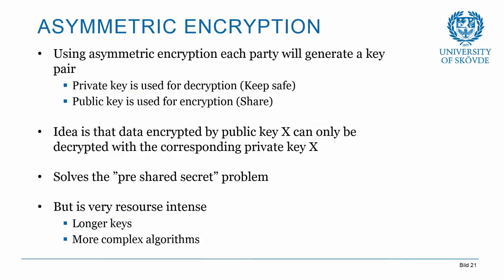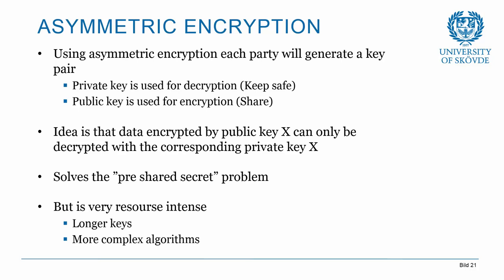So if we go into asymmetric encryption, each party will have to generate a key pair. So if you want to communicate with another person, both of you need to generate a key pair. And the key pair consists of a private key that is used for decryption and a public key that is used for encryption. And the idea is that data encrypted with a public key X can only be decrypted with a corresponding private key X.